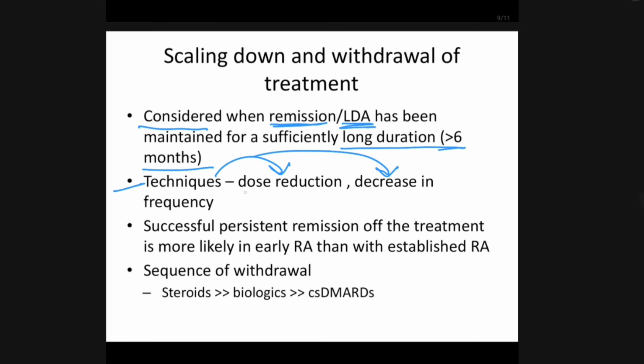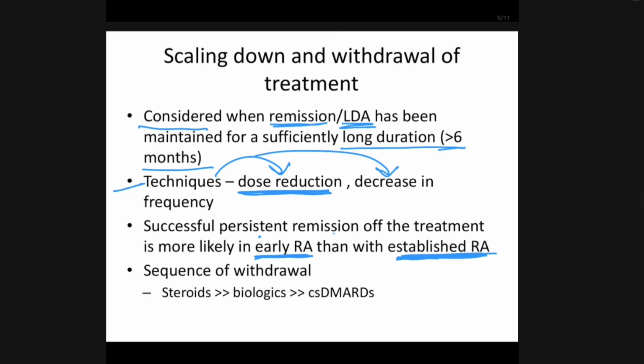These are the two that we have, but dose reduction is usually followed, and successful persistent remission of the treatment is more likely in early RA than in established RA, because some damage has already occurred, and patients do not ever become asymptomatic.